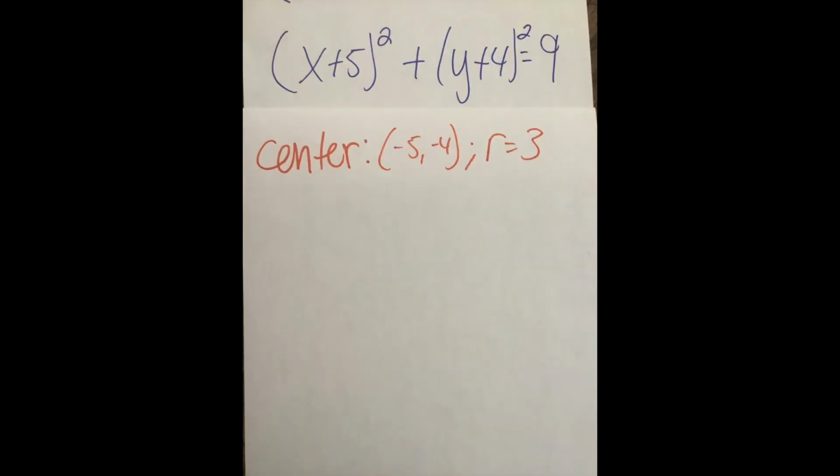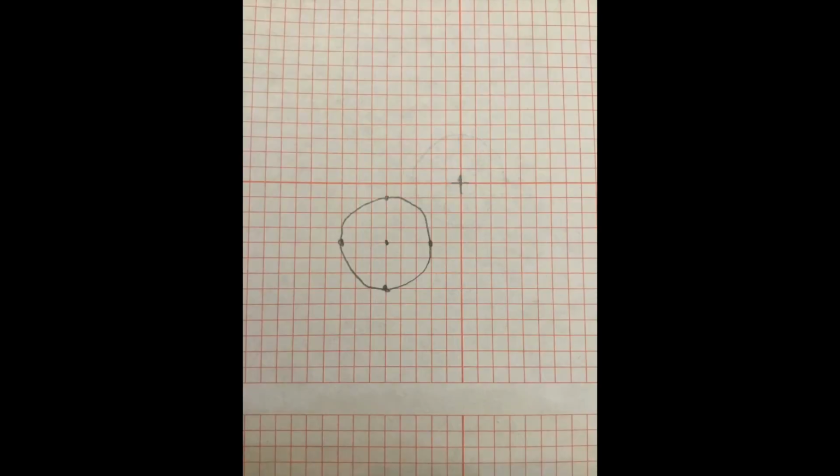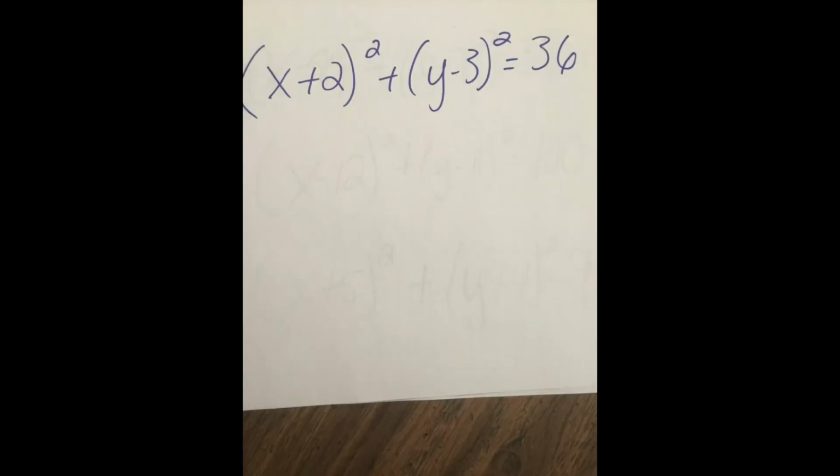This is where things change. So our center is now -5, -4, because you do the opposite of what's inside the parentheses. So you go left 5 and down 4, and then the radius was 3, so you're going to go left, right, up, and down 3.